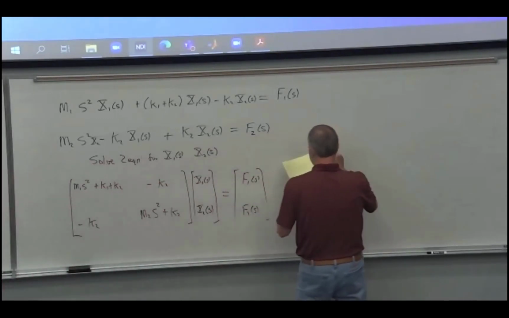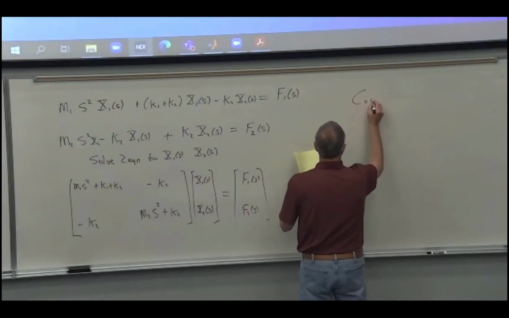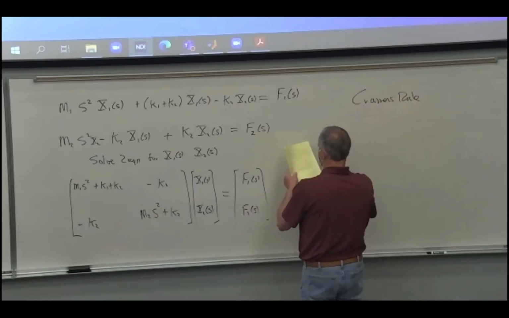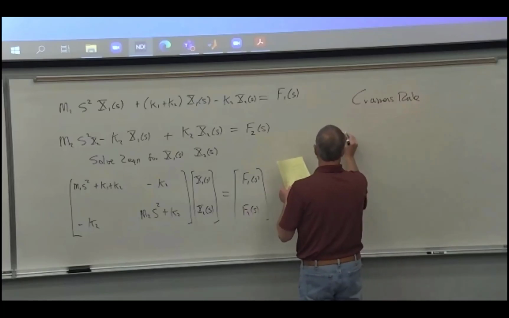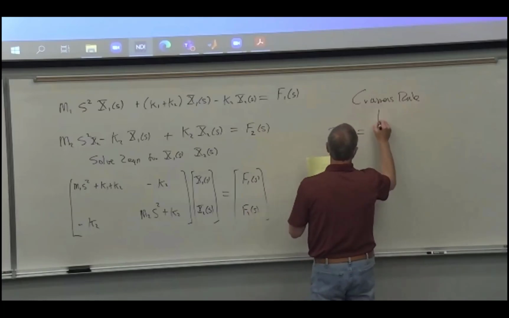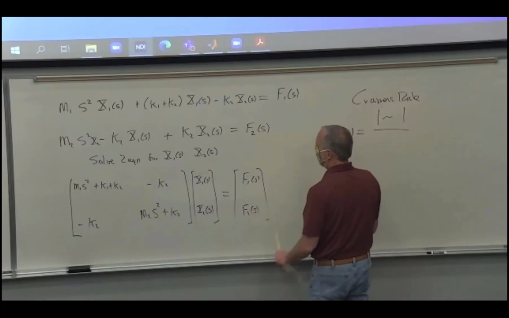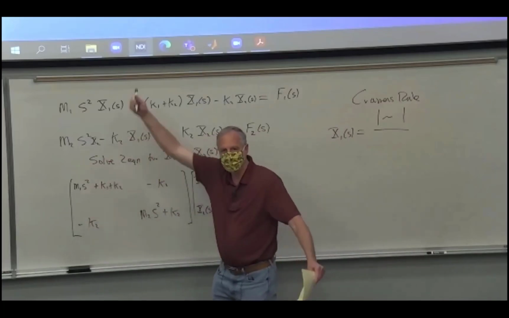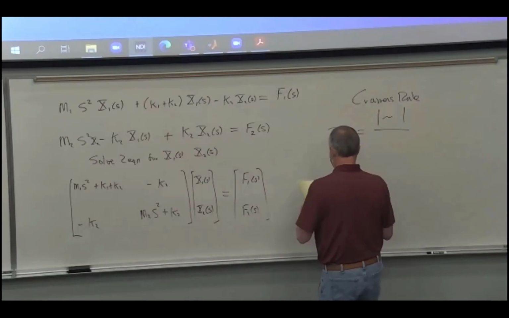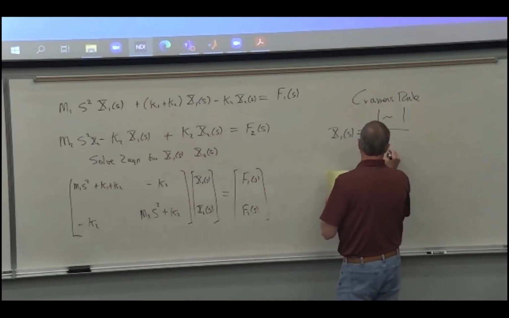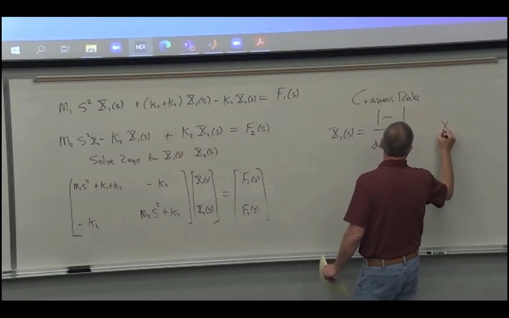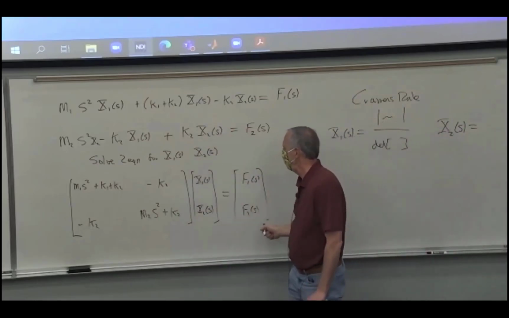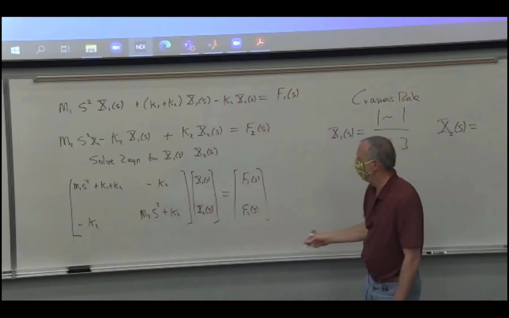And so if we use Cramer's rule to solve this thing, x1 of s is going to be the determinant of the numerator, right? We replace the first column with the right-hand side. That goes in the top, but what goes in the bottom? The determinant of that matrix. Same thing for x2. We replace the second column with the right-hand side, put that in the top, put that matrix determinant in the bottom.